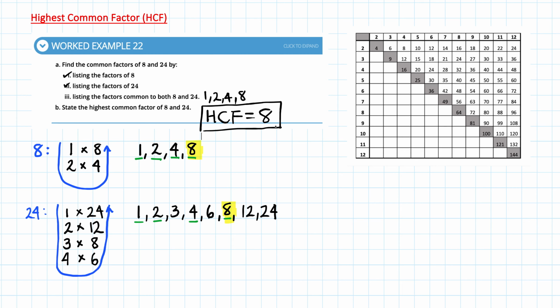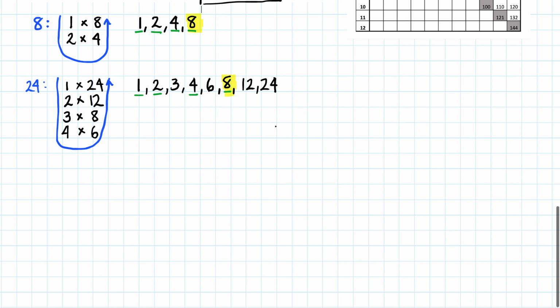Fantastic. Okay, I'm going to do another example here that I'm going to make up. This example is going to say, I want to find the highest common factor of the following numbers: 21, 35, and 42.